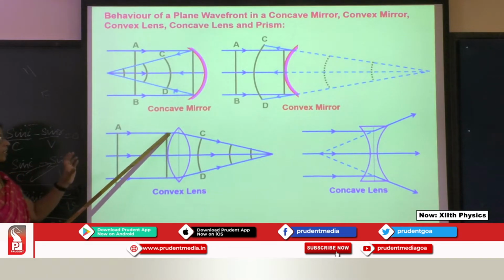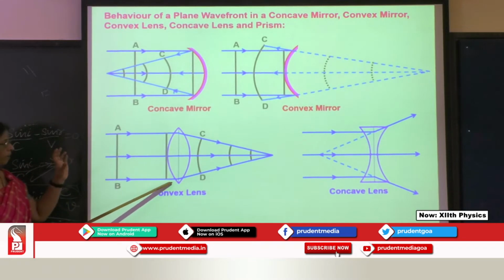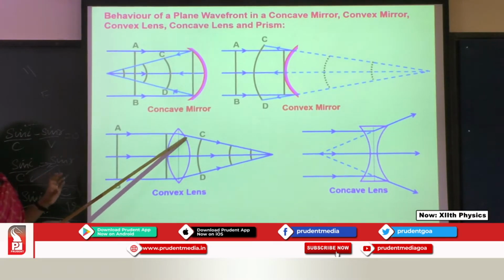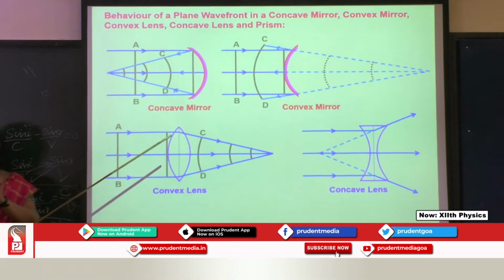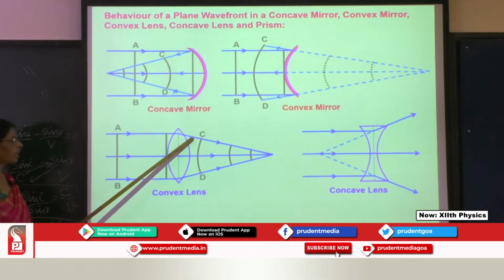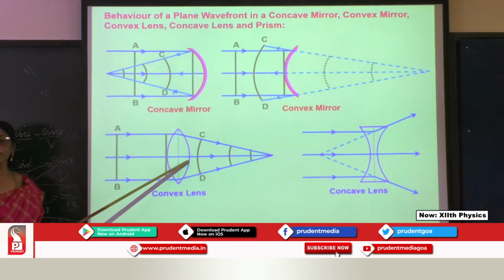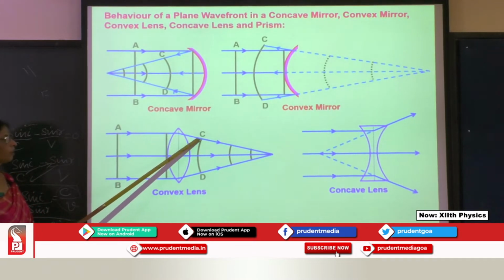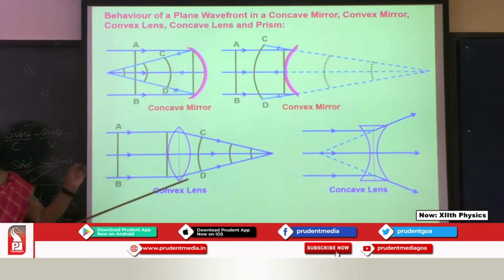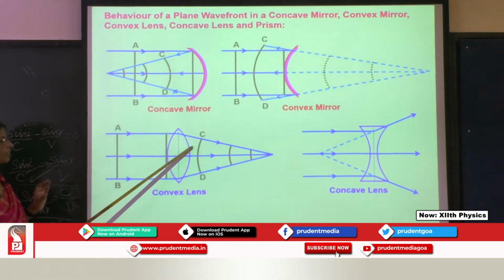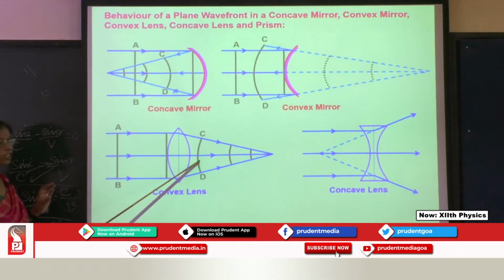But though the end parts are reaching late, they have a small portion to cross over. So they cross this portion and emerge out, whereas this one is still inside, traveling through. But these points have already emerged from the convex lens, so they travel a greater distance. So that is the reason you get the curve in this form.